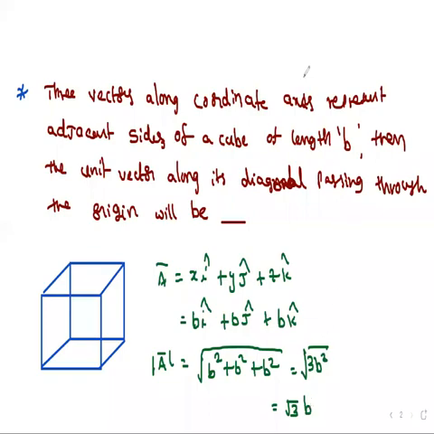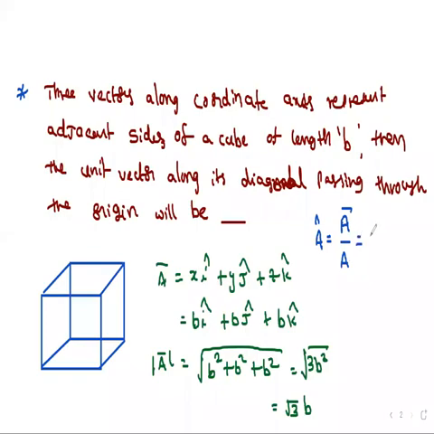But here, what is the question? Unit vector along its diagonal passing through the origin. Only the unit vector they are asking, that means the direction of this vector. What is the direction of the vector? Direction is nothing but the total vector by its magnitude. Any vector can be written as the product of magnitude into direction, so the direction is a bar by a.